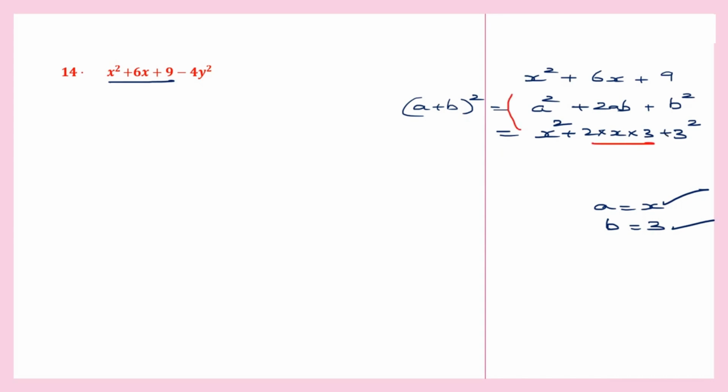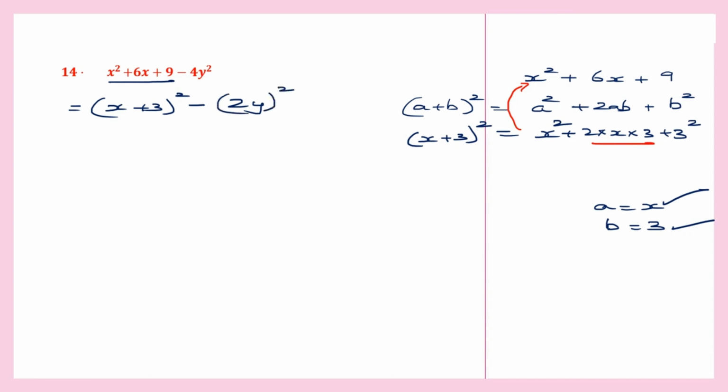So when you work this out, you will get back this whole thing. So here a is x and b is 3. So a plus b the whole square, I will write it as x, because a is x and b is 3, x plus 3 the whole square. So instead of writing this, we can write x plus 3 the whole square. So this is x plus 3 the whole square minus, now here also 4 is given, isn't it? Y square is already there. Now 4, we have to write the square root of 4, which is 2. So that becomes 2y square.